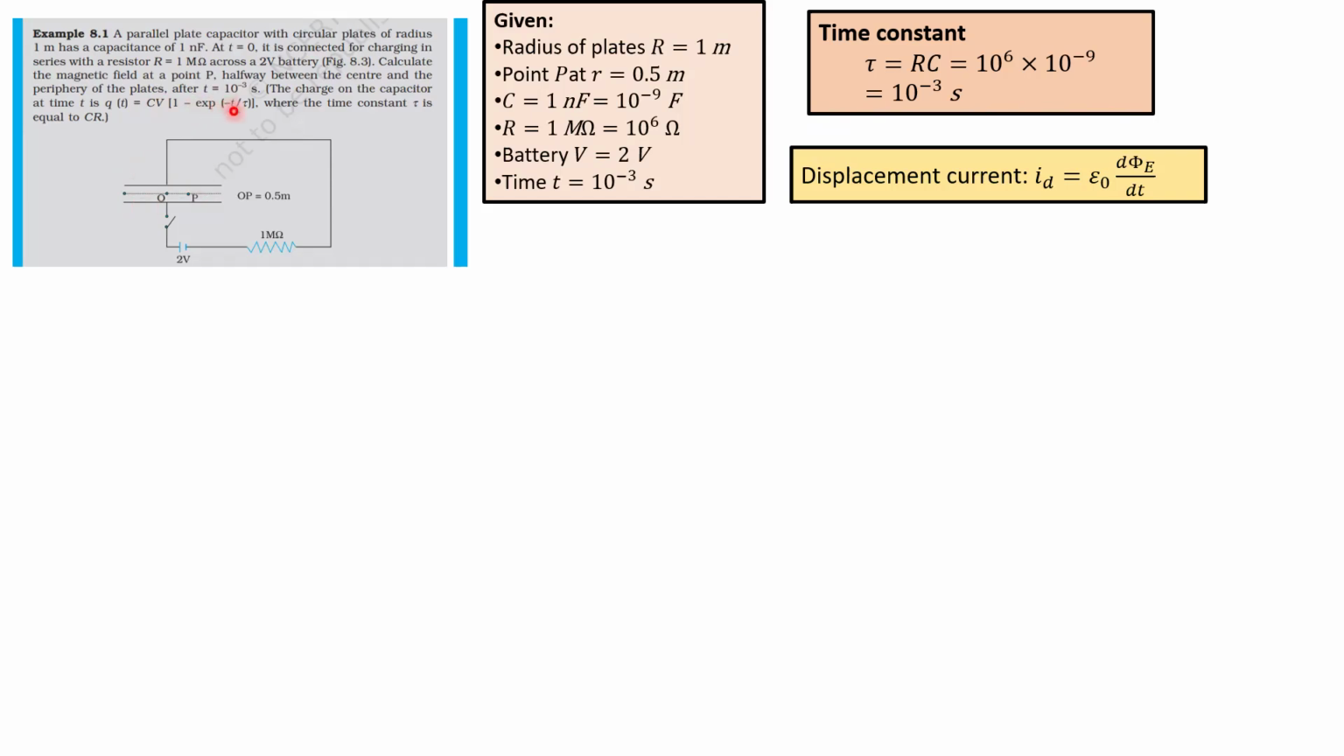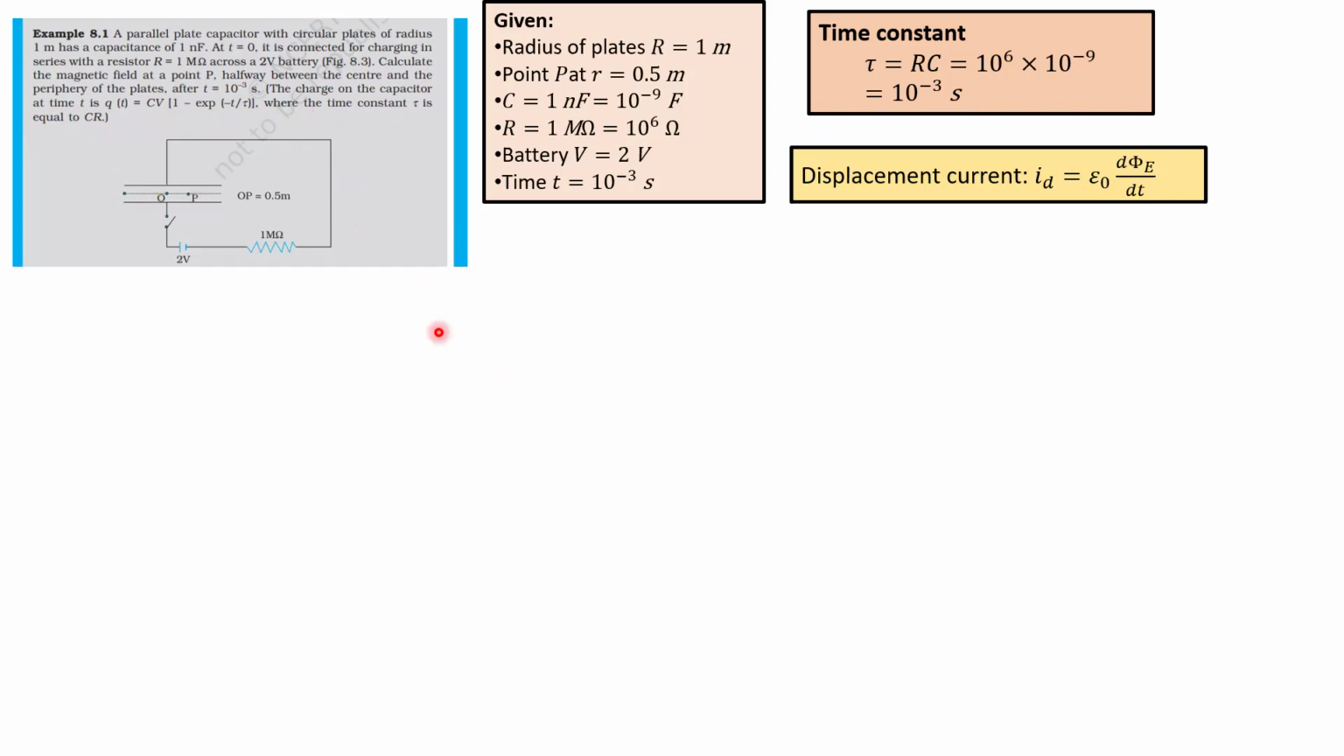After t equal to 10 to the power minus 3 seconds, the charge on the capacitor at time t is q of t equal to CV into 1 minus e to the power minus t by tau, where time constant tau equals RC. Okay.